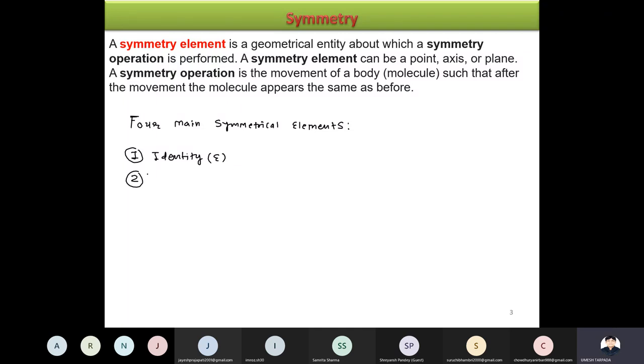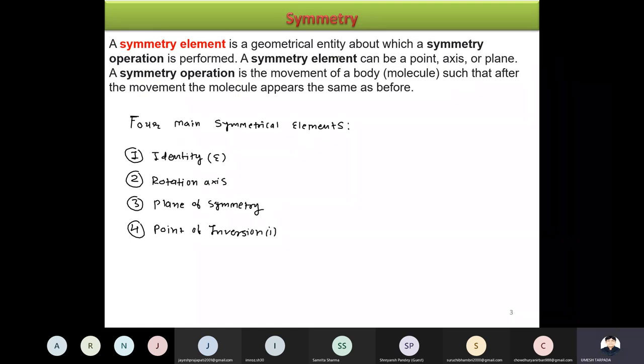Second one is axis of rotation. You can say rotation axis. Third one is a plane of symmetry. Fourth one is point of inversion I. These are the main four symmetry elements.